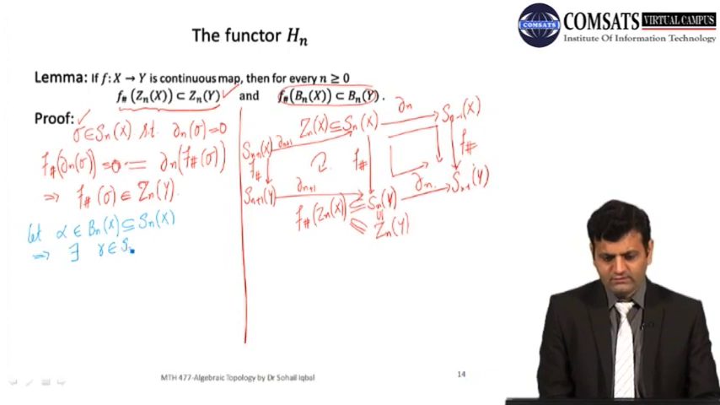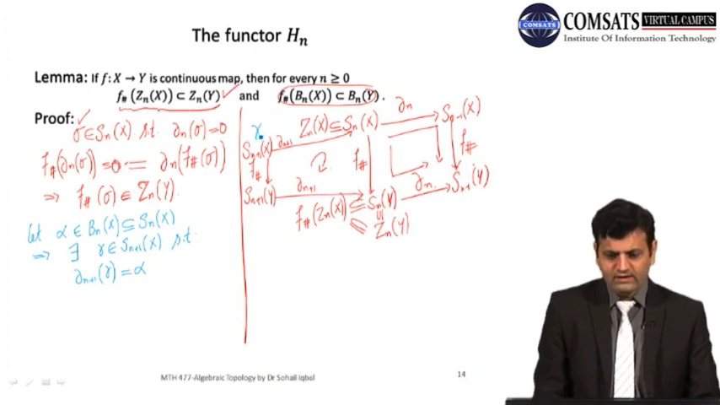Sn plus 1 of x, such that when I take the boundary partial n plus 1 of gamma, this is equal to alpha. Okay, so there exists a gamma over here, and we have alpha over here, which belongs to the boundary. So if I follow this route, then what will I get? And if I follow the other route, then what will I get? Let's see what will happen.